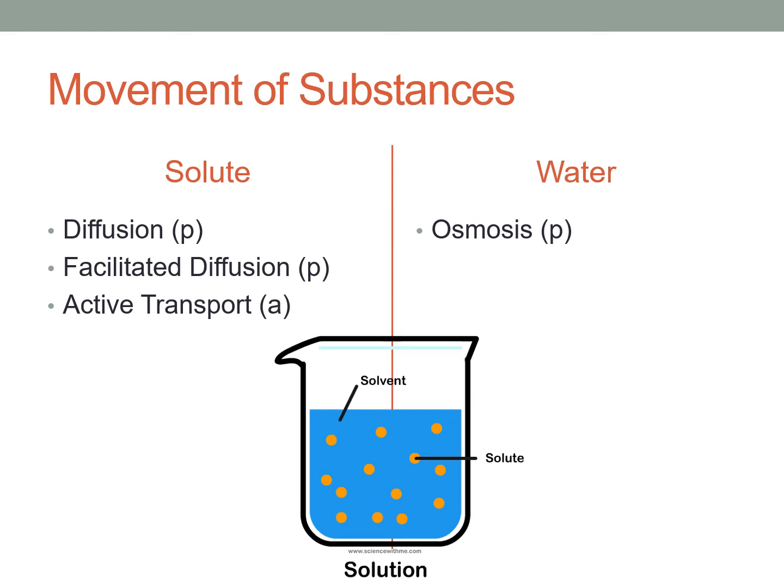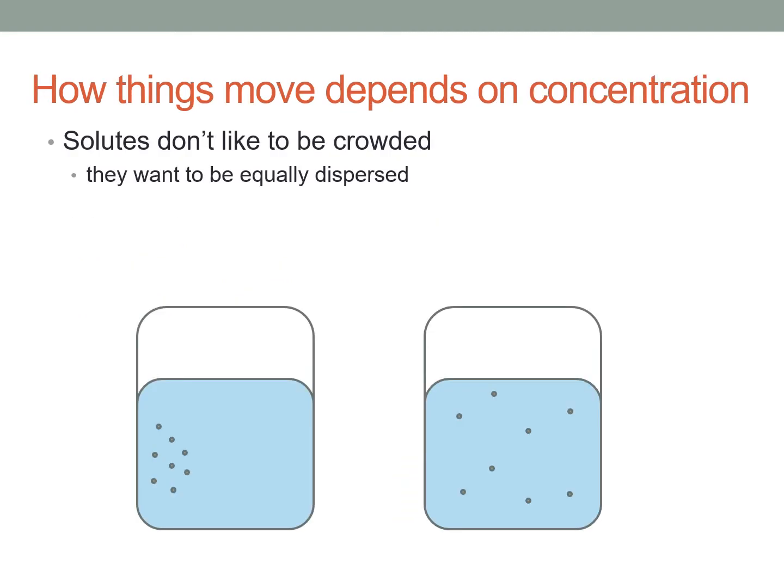Okay? So when we talk about the movement of solutes, we're going to talk about diffusion, facilitated diffusion, and active transport. We're going to go through these one by one. When we talk about water, we have a special name for that. We call it osmosis. So always when we start talking about these things, give yourself a moment and say, wait, what is moving? Is it a solute or is it water? Because it's going to be very different. Your answers are going to be very different depending on what we're talking about.